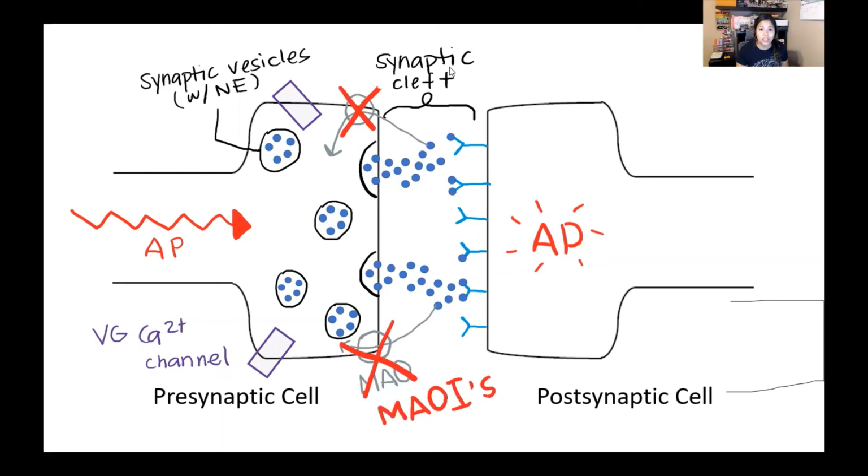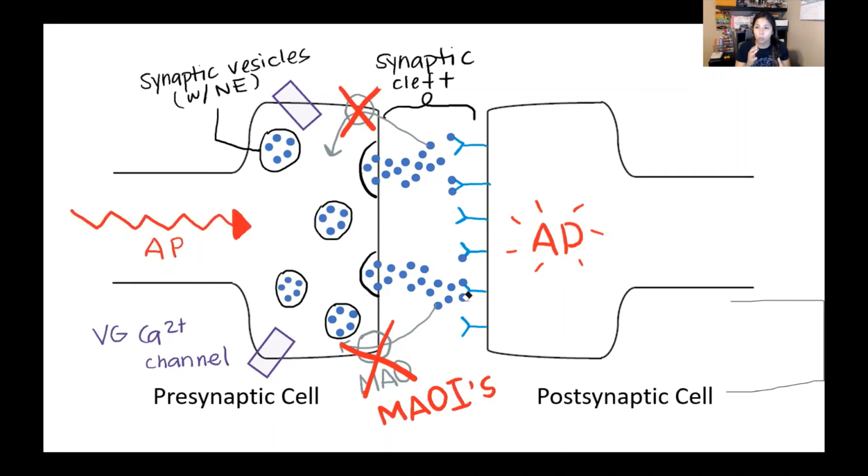So basically what they do is they inhibit these proteins from reuptaking the norepinephrine. So if we prescribe somebody MAOIs, they're no longer reuptaking their norepinephrine, and so more norepinephrine can stay in the synaptic cleft and hopefully bind more and trigger more action potentials and hopefully have this person's mood be uplifted.